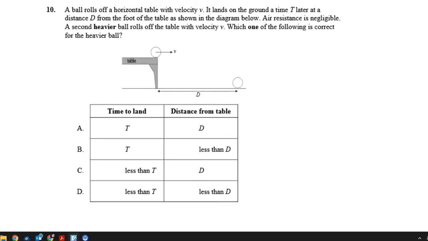Okay, which one of the following is correct? We have an object rolling off, and it's going to do something like this, and then we have a second, heavier ball. Well, we learned mass doesn't matter. So the time it takes to land is independent of mass, and the distance it travels is also going to be independent of mass. So it's going to be letter A.